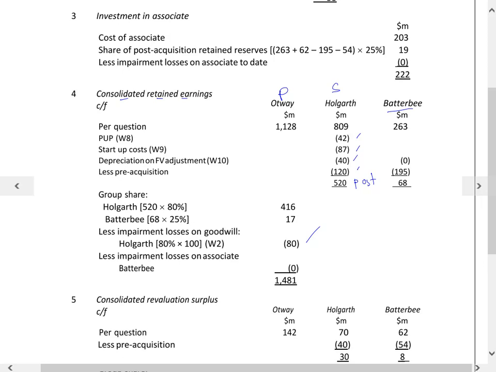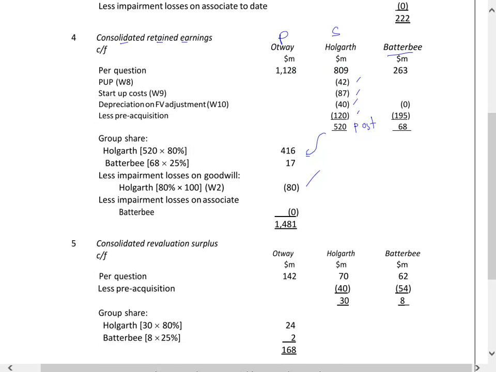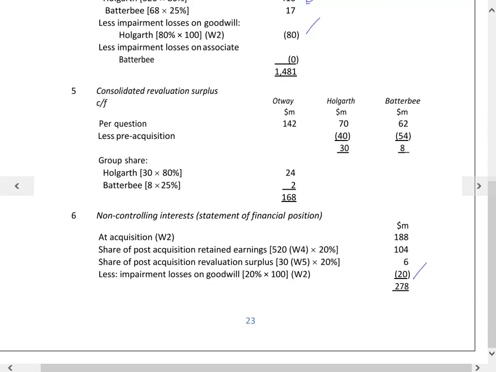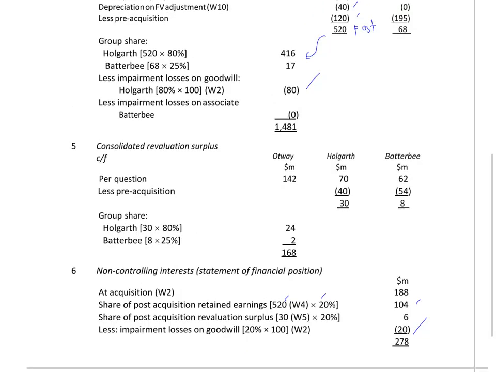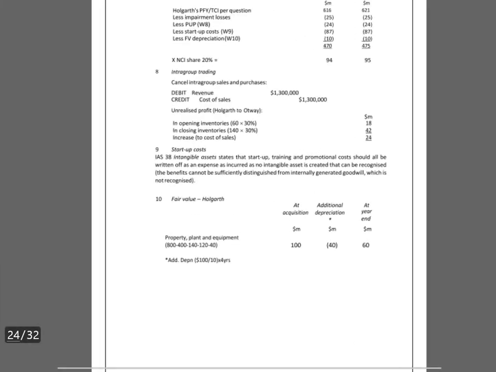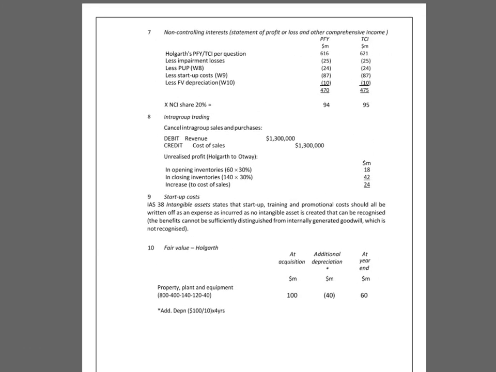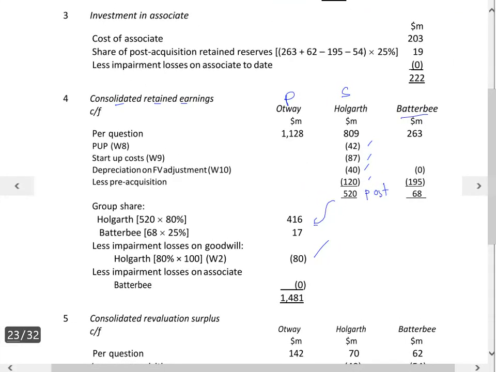Okay. So subsidiary post 520 transfer to here, 80%, and 20% will go to NCI. Yeah, 520 times 20% NCI. Done. We're going to look at the investment now, or we look at the subsidiary one.